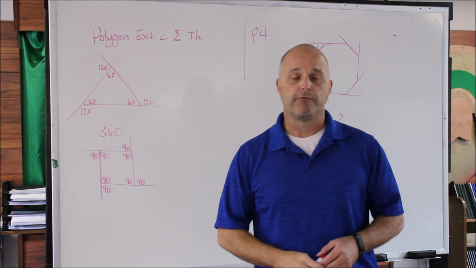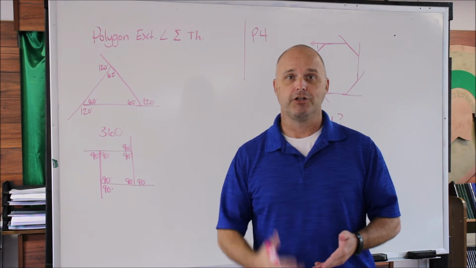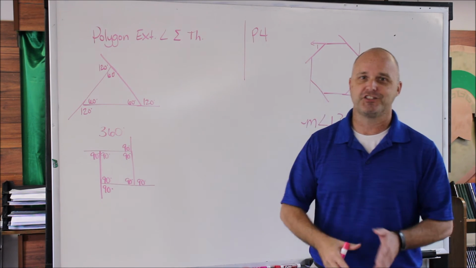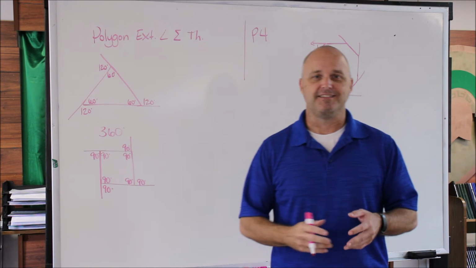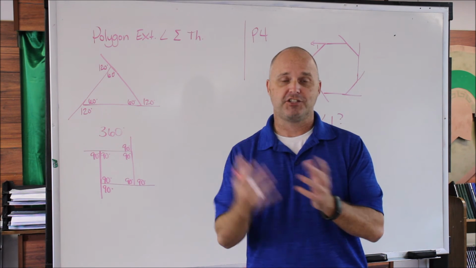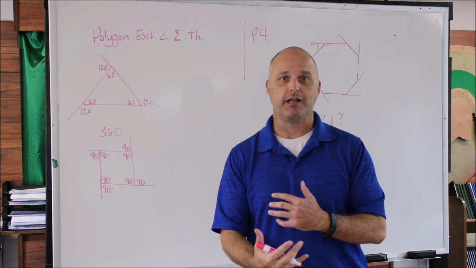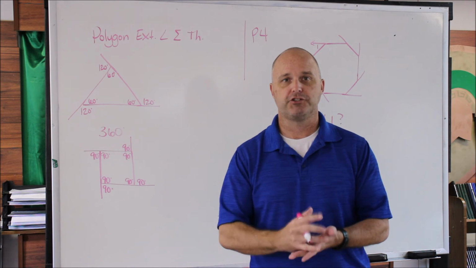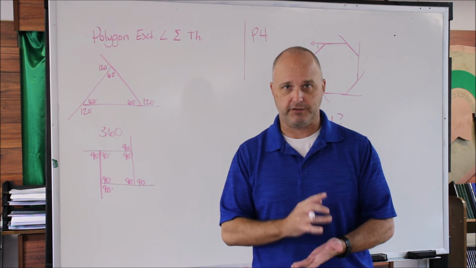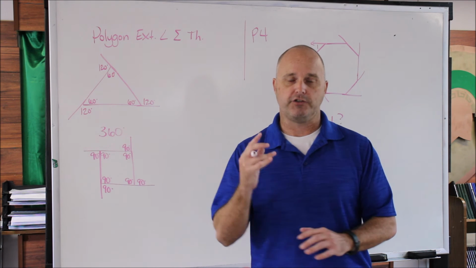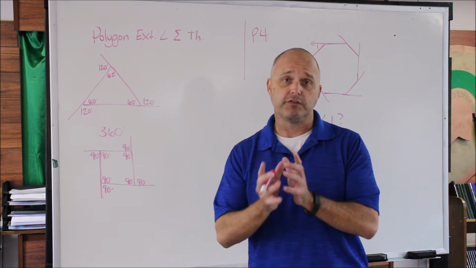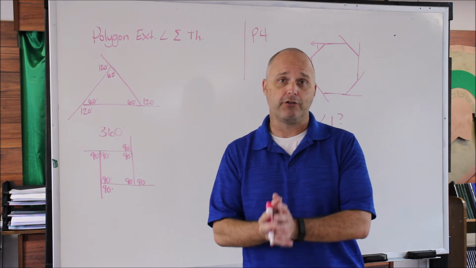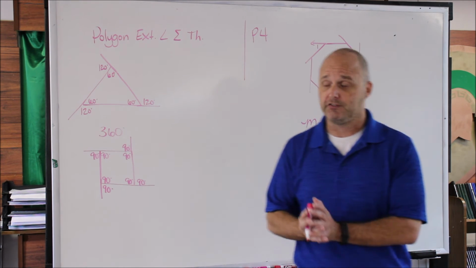Before we move on to problem number 4, we're going to take a look at the polygon exterior angle sum theorem. So what this states is that for the exterior angles, if you add up all of the exterior angles of any polygon, the measure is always going to be 360 degrees. It doesn't matter if you've got a triangle or if you've got a 100-gon. Whenever you add up those exterior angles, the exterior angles will always add up to 360.